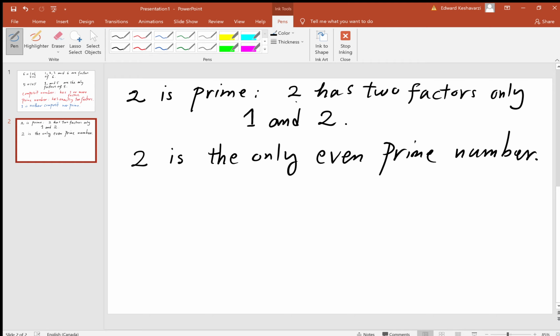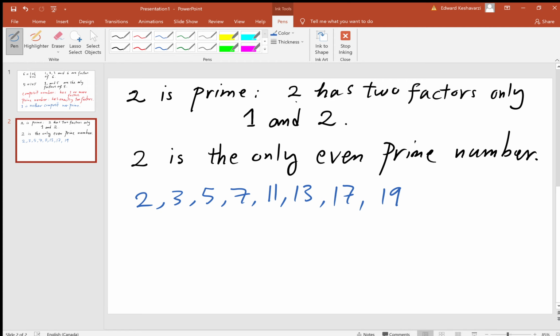I suggest you write down for yourself all prime numbers from, for example, 1 to 50. It's a good experience to know prime numbers. I'm going to quickly write all prime numbers less than 20. Starts at 2, 3, 5, 7, 11, 13, 17, and 19.